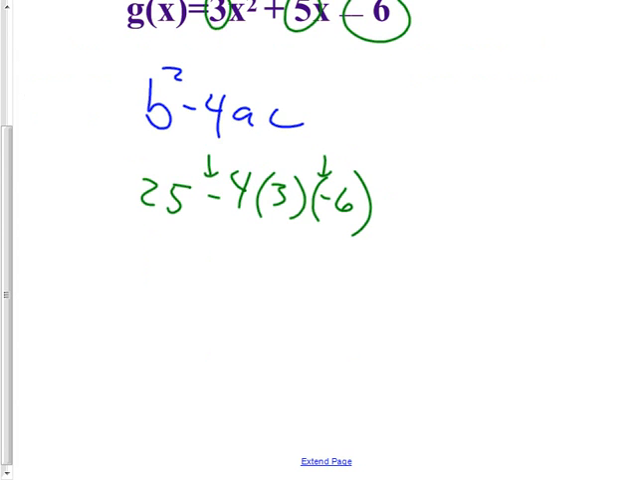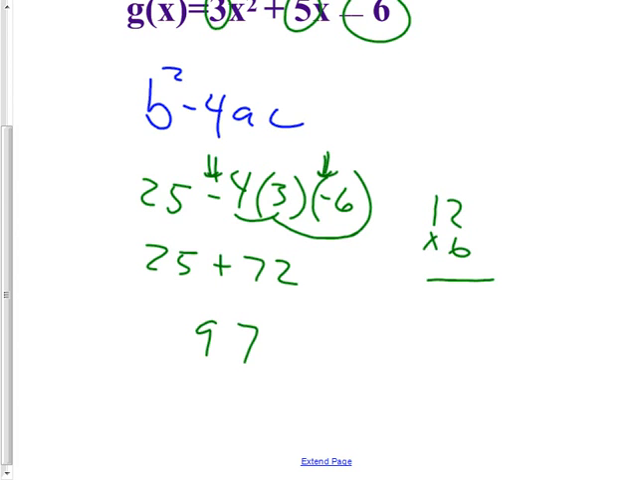That's going to make it positive. 12 times 6, 4 times 3 is 12. 12 times 6, I don't know, what's 12 times 6? 60, 72. So it's 25 plus 72. Why is it plus? Because there's 2 negatives. See? Negative here, negative there. You get that? And then adding them together makes 97. So the answer is 97. All I really cared about was that it was positive, because if the answer comes out positive, then there's 2 answers. If the answer comes out negative, then there's no real answers. And if the answer comes out to be 0, then there'll only be 1 answer.